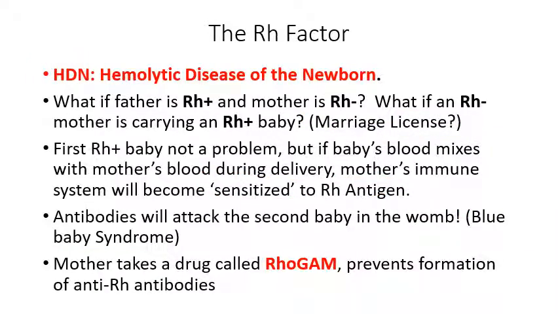All right, so to avoid this, the mother can take a drug called RhoGAM. And again, that's another final exam question. I would ask you, what is the drug RhoGAM for? And the drug RhoGAM is used to suppress the production of antibodies by the mother so that her immune system won't attack the baby as it's being developed.